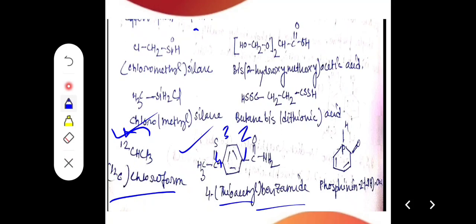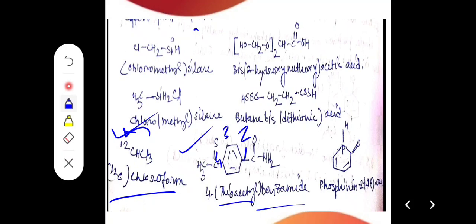Why is benzamide not present in brackets? Because benzamide is the actual structure, but one hydrogen is replaced by the thioacetyl group. That's why at the 4 position of the benzene we term it as 4 hyphen, in small brackets the thioacetyl, then bracket closed, benzamide.